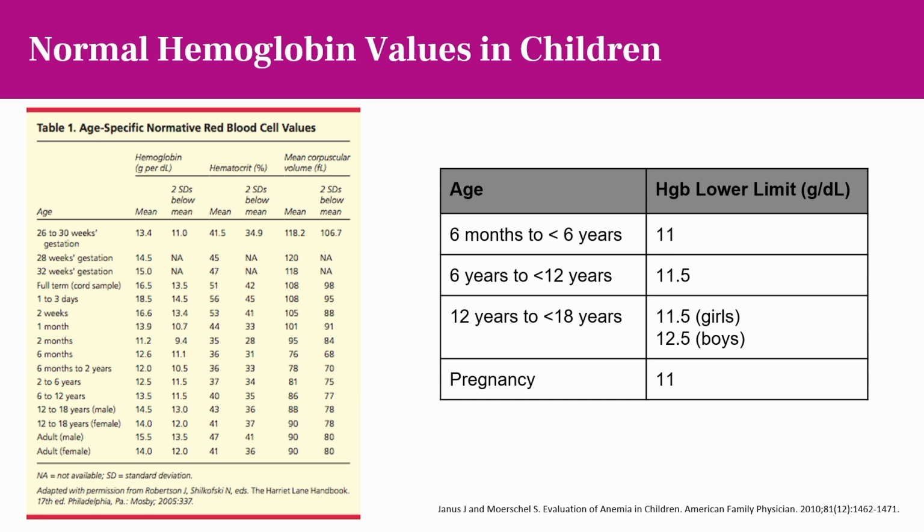So any hemoglobin level lower than 11 from 6 months to 6 years of age, less than 11.5 in 6 years to 12, from 12 years to 18, anything less than 11.5 in girls or 12.5 to 13 in boys, and any hemoglobin less than 11 in pregnancy.